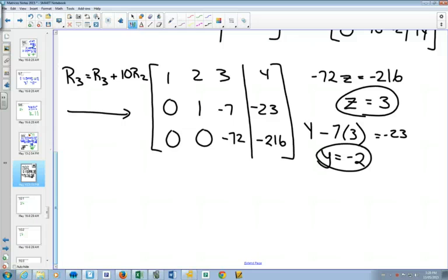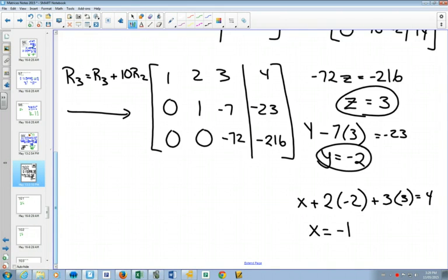And finally, 1x plus 2y's plus 3z's equals 4. And x is equal to negative 1. Woohoo!